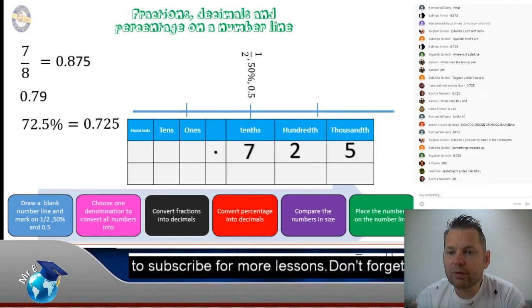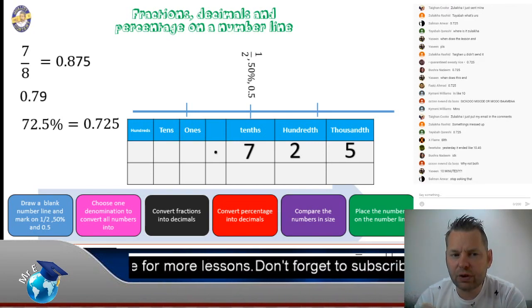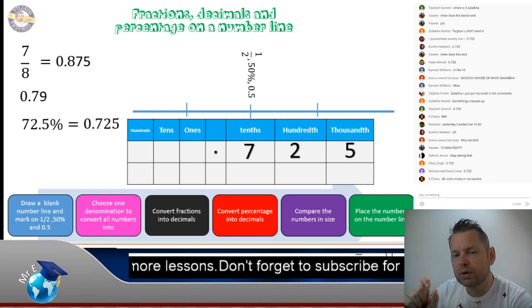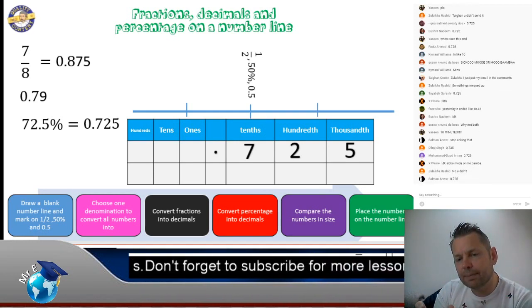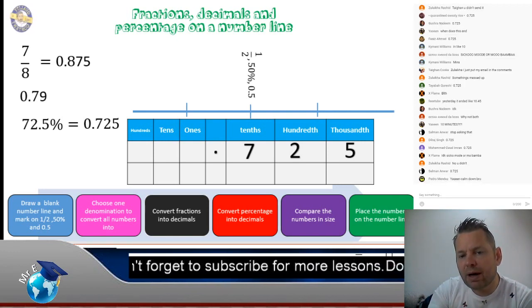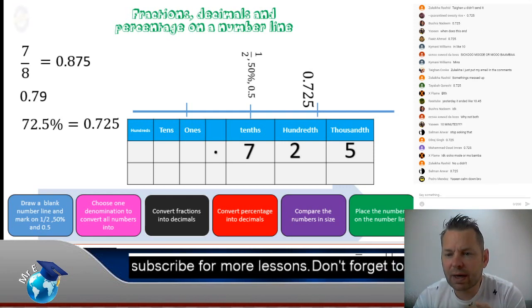It's 0.15 is the difference. So we're very minimal, and therefore, if you've written your decimals on your number line, it's going to make this much easier. So we're going to plot our first number, and our lowest number is 0.725.